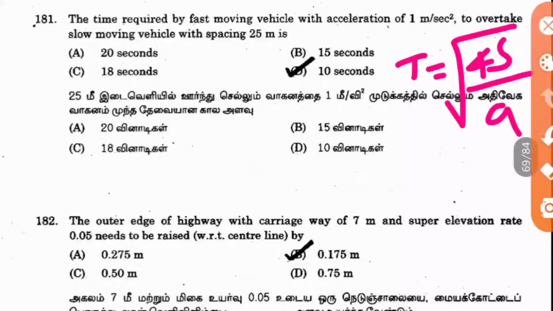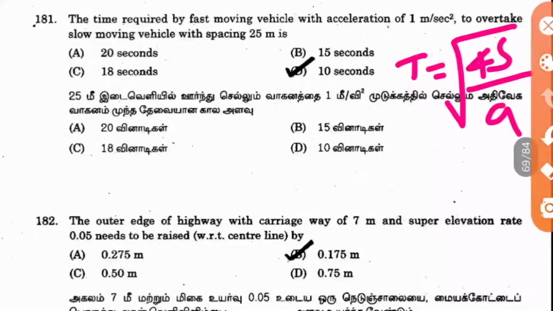Okay, so here we have the s and also the A. So s is 25 meter and A is 1 meter per second square. So you can directly apply that. 4 into 25, 100. 100 by 1 is 100 only. So root of 100 is 10. Okay, so the answer is 10 seconds here.